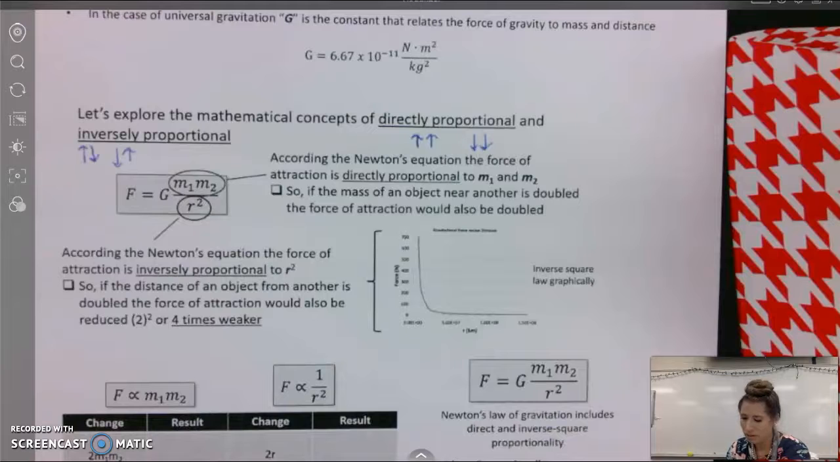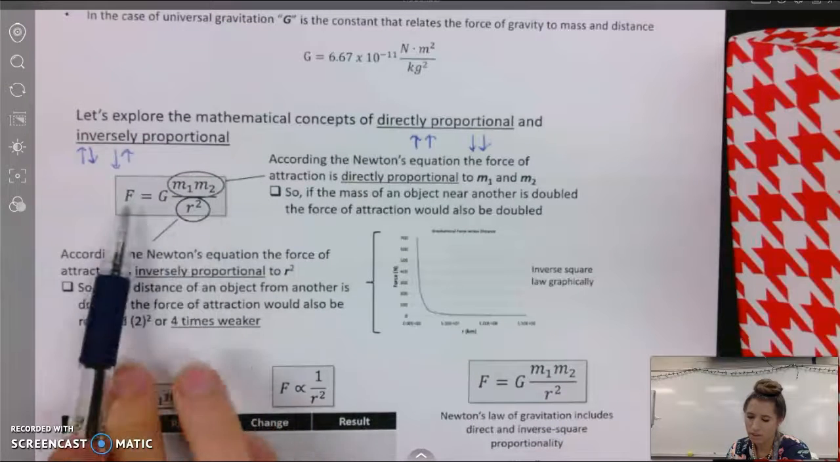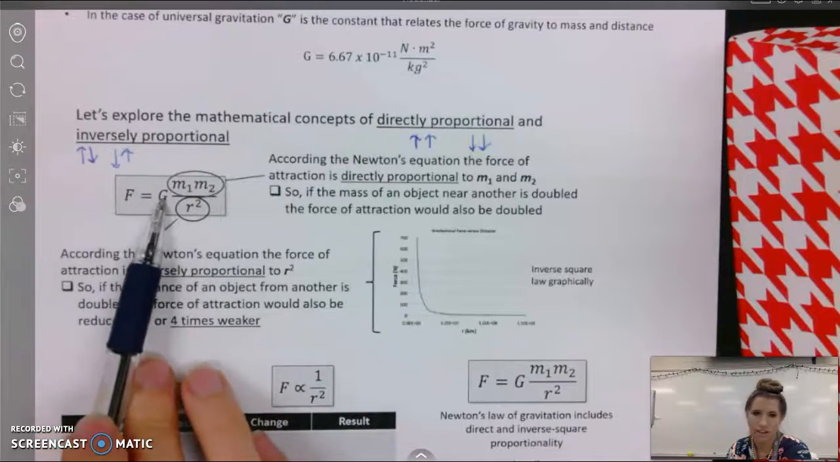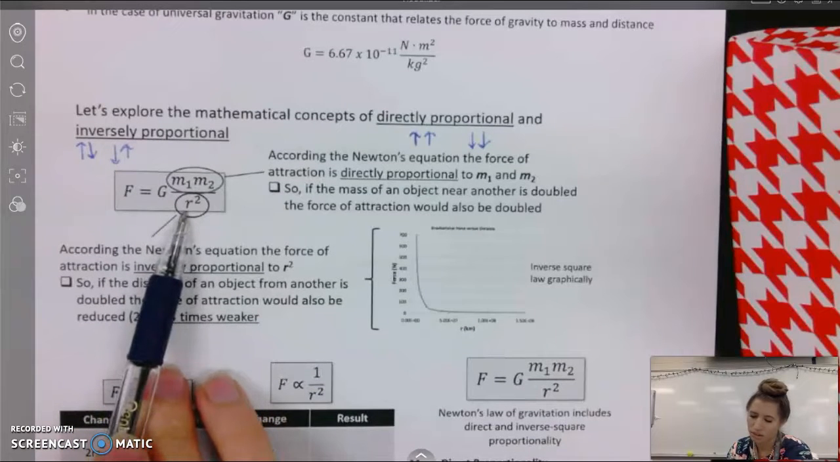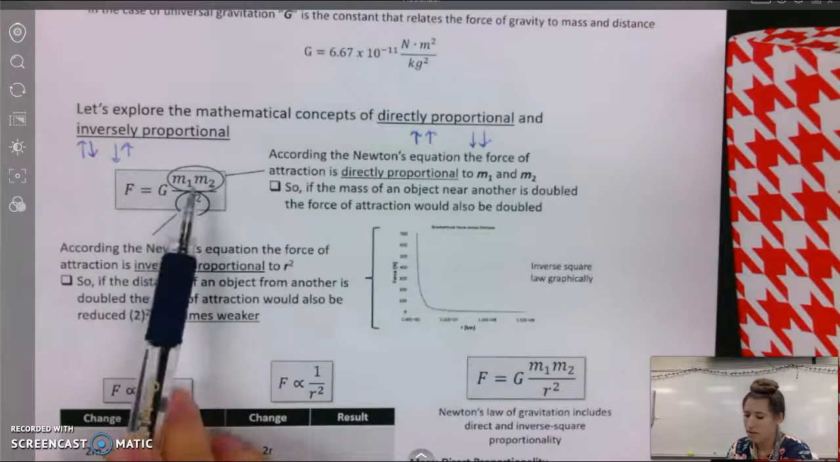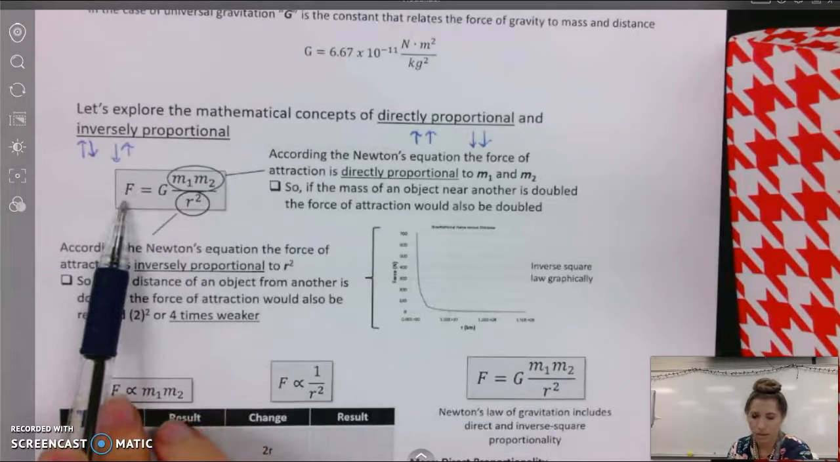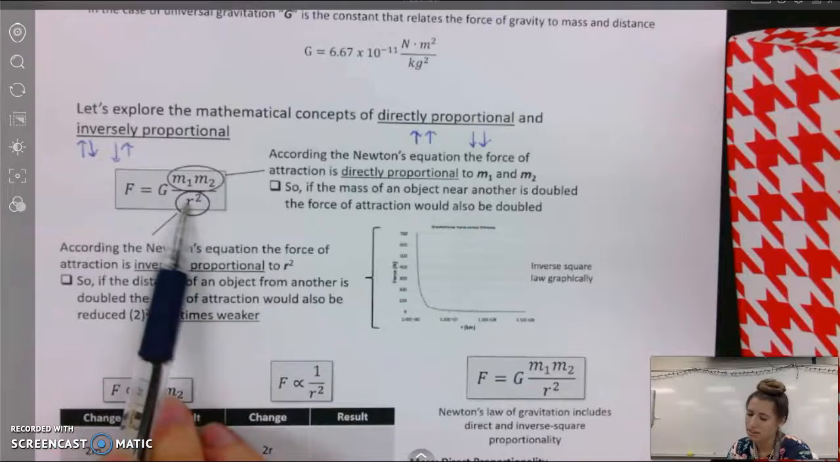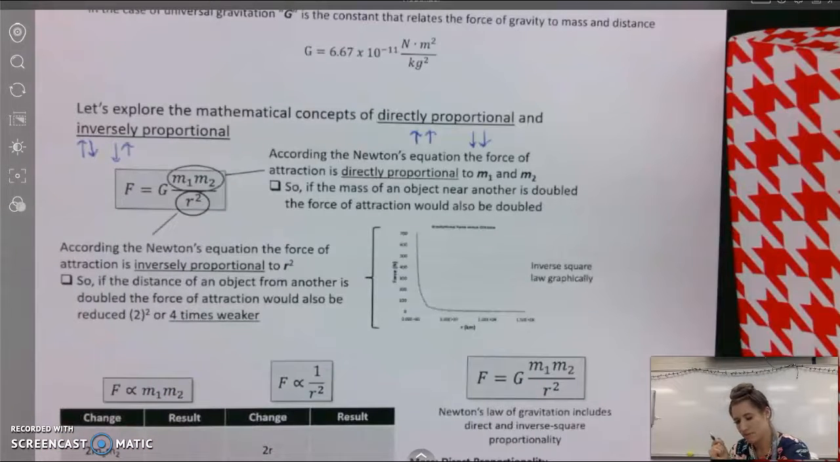Okay? Now, when you look at this equation, we're going to relate all these components back to force. G is a constant. That's not going to change. But the mass could change, or the distance between the centers of mass of the two objects could change. How are the masses related to the force? And how is that distance related to that force of gravity between them?